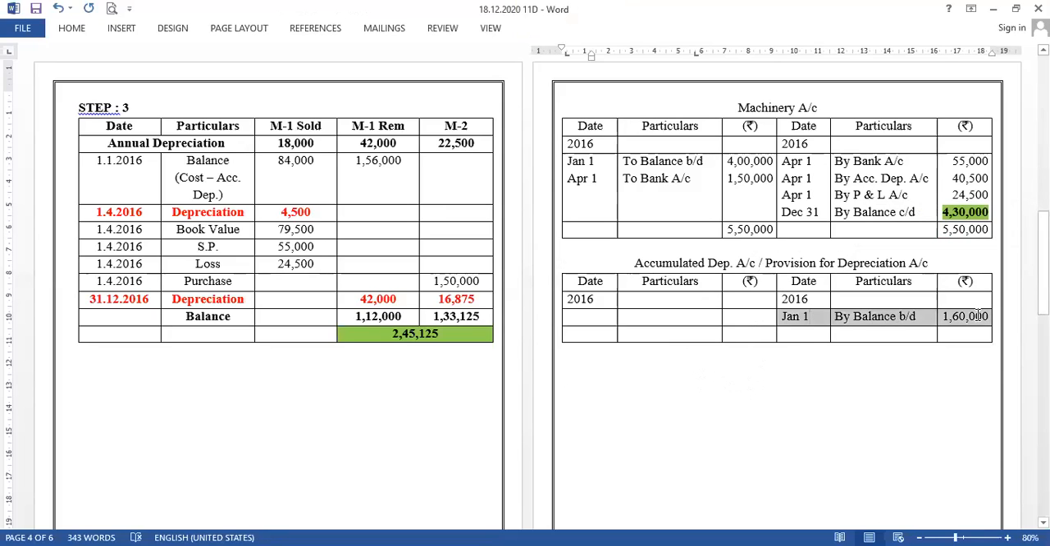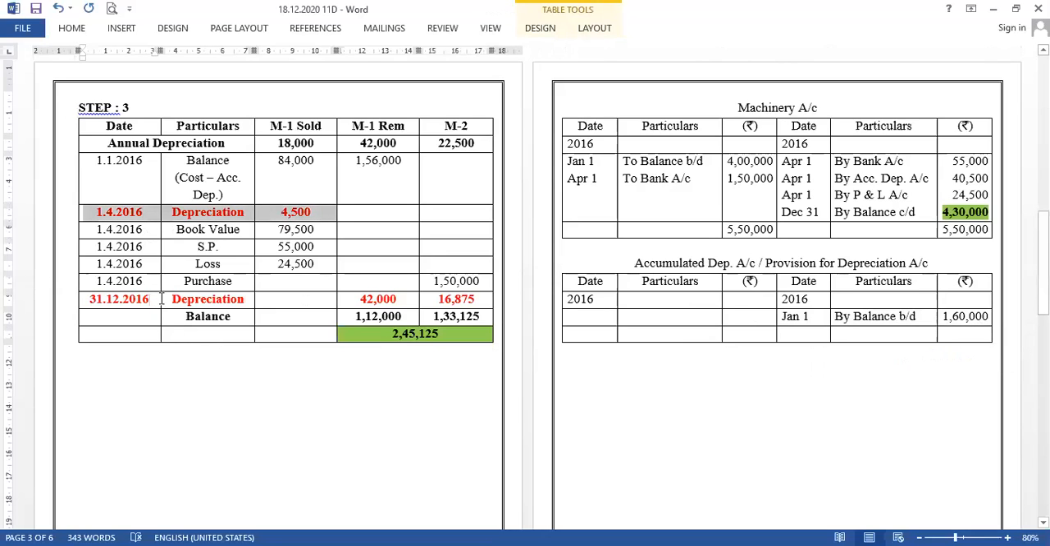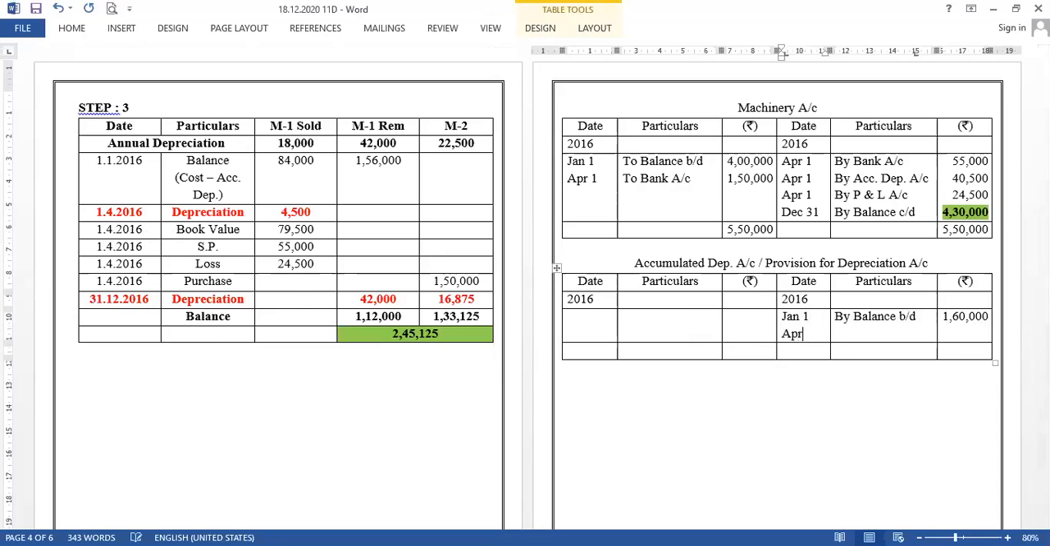Okay, done. Now, this provision for depreciation account or accumulated depreciation account, this account is maintained for depreciation only. We already have a balance as on 1/1. So we know depreciation has been provided on 1/4 and 31st of December. So let me write these 2 dates over here. I'll again miss out one date. You need to tell me which date I have not mentioned, right? And where. Okay, so this will be by depreciation.